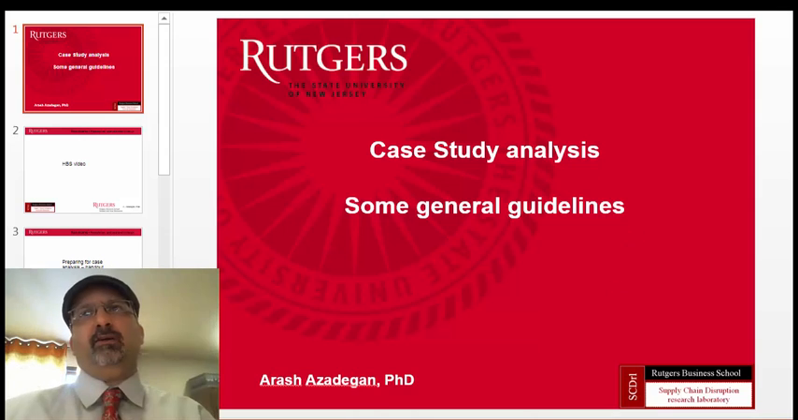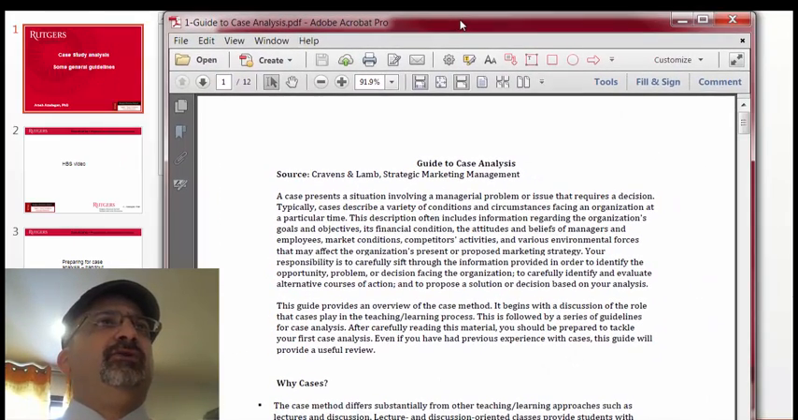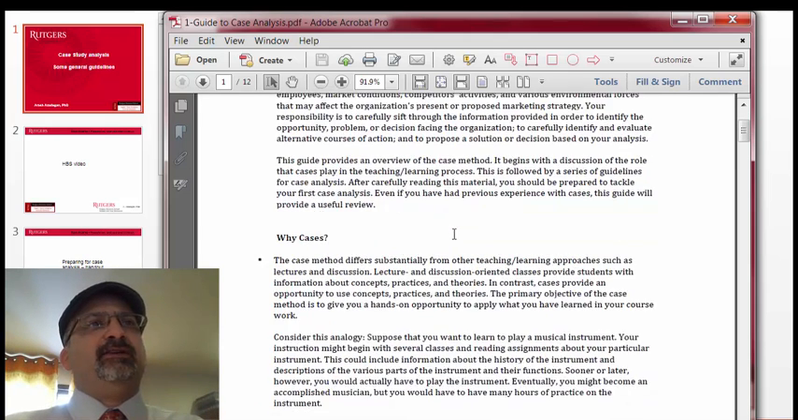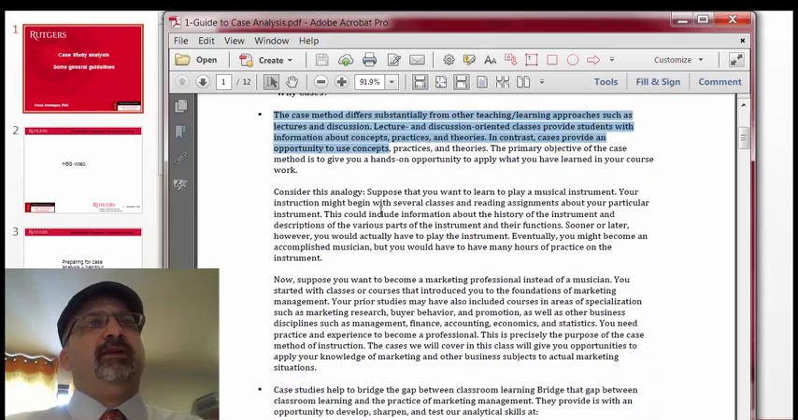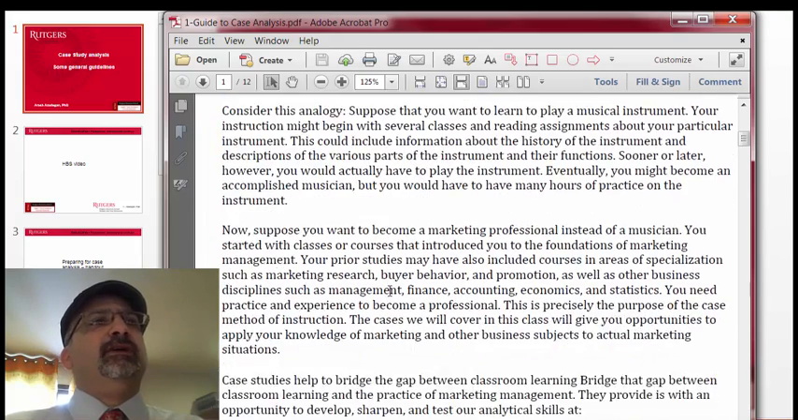But let me highlight a couple of other things that might be of help to you in this regard. These are posted in your course material. There's a guide to case analysis handout that discusses why we do cases and the case method and how that's different from other methods of teaching.